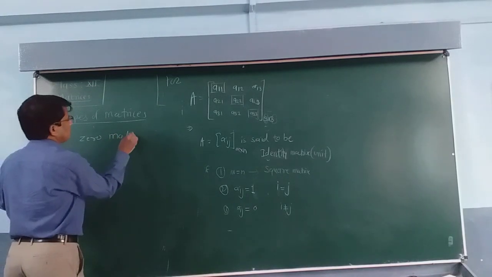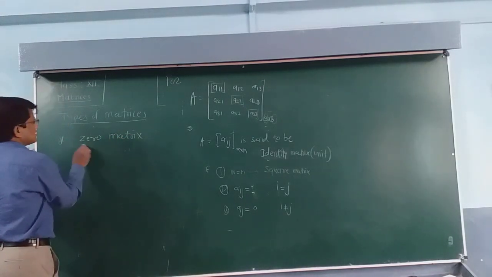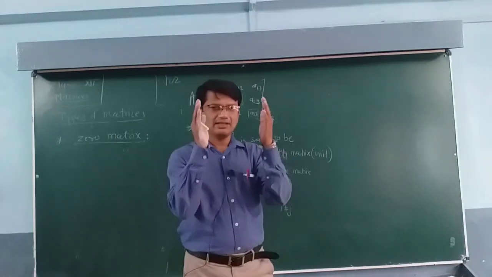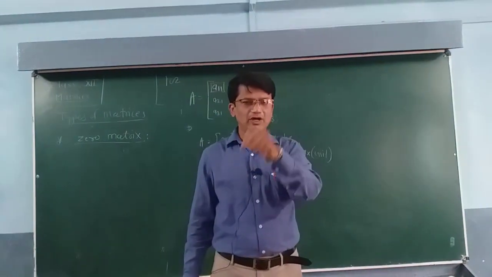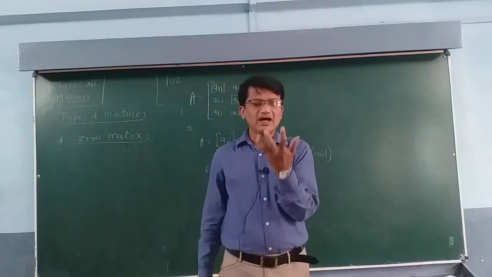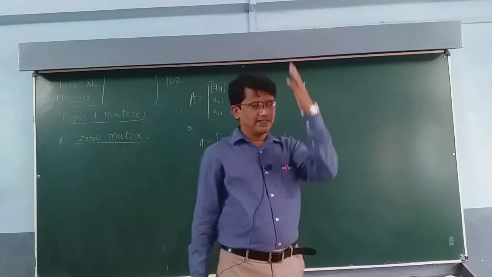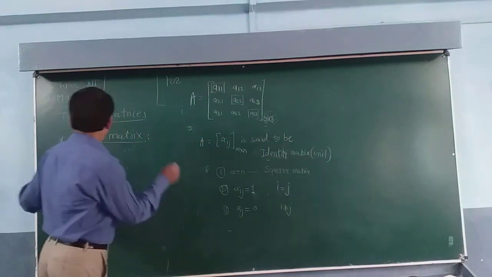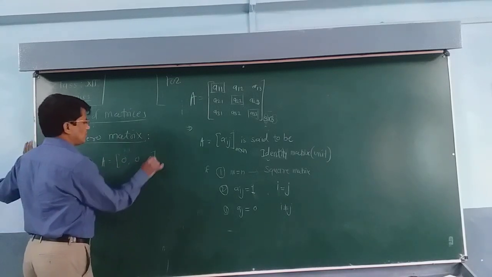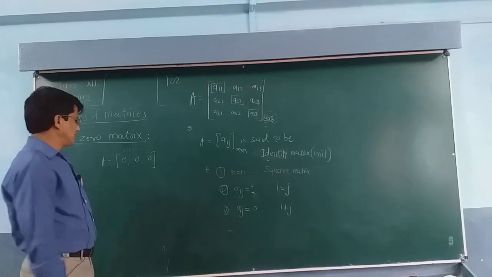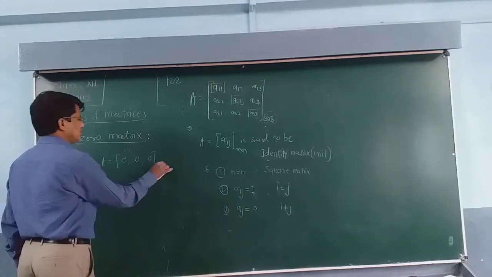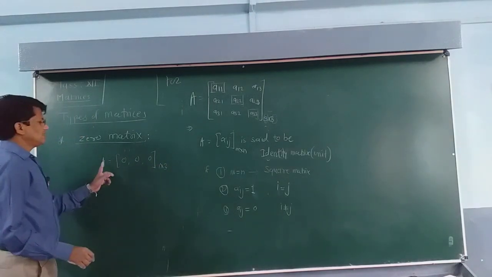Zero matrix. Next point is zero matrix. For a zero matrix, all elements, all the numbers of a given matrix should be 0. What is the order of a zero matrix? Any order. Suppose the example is written like this: 0 0 0, all the elements are 0. Order is 1 by 3, first row, columns 1 2 3. So this is a row matrix.